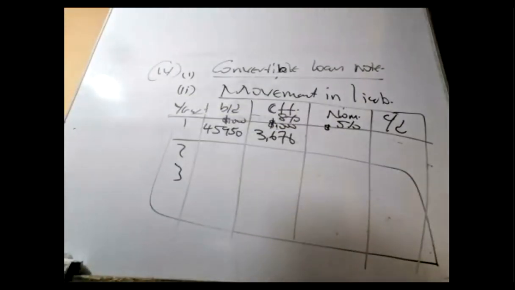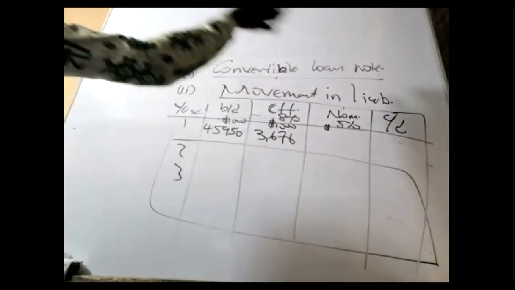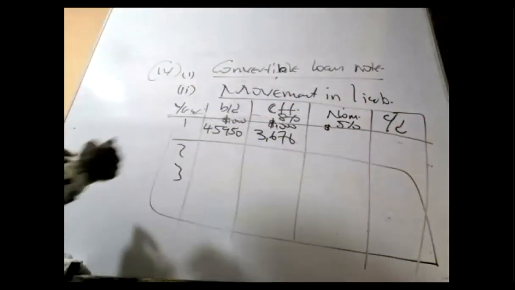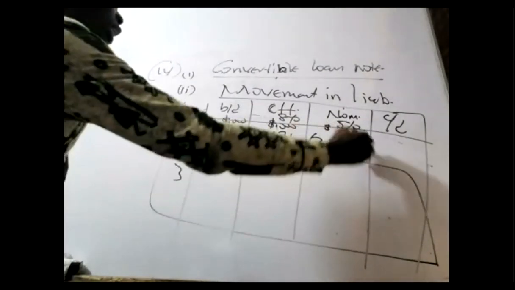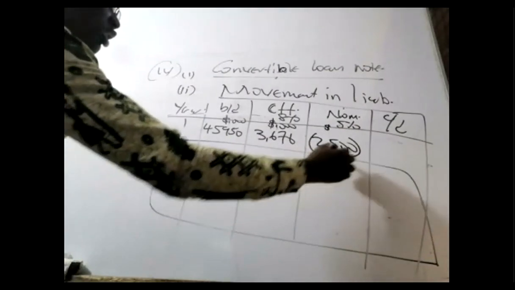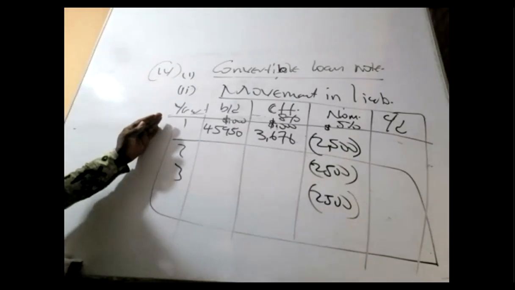Then you go to the nominal. The nominal value becomes still 5% on the face value, not on this. 5% on the face value. What are you getting? 2,500. Put it in brackets. If you want to continue for the years, it will be 2,500 again, but you are not interested in that. You only report the first year.